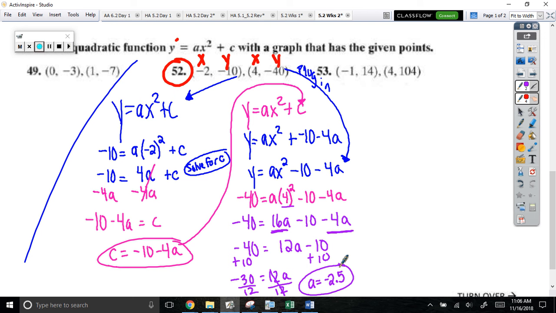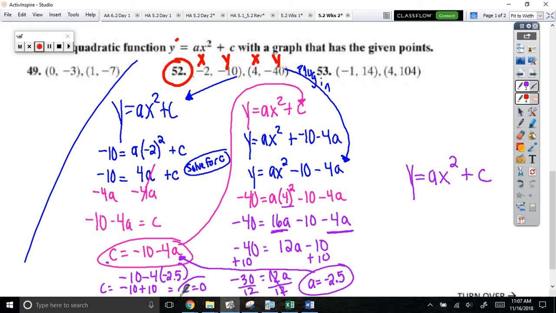Now, in order to get our final equation, remember we want to know what a is, which we do know. We also need to know what c is. So we need to take this now and plug it back in over here to get the value of c. So this is just more work. Negative 10 minus 4 times negative 2.5. And so we'll get negative 10, and then a negative 4 times a negative 2.5 will get me a plus 10. So I'm actually going to get, and that's my c value, that c equals 0.